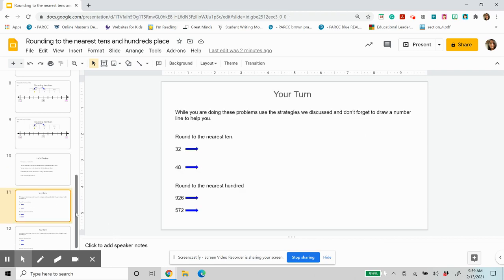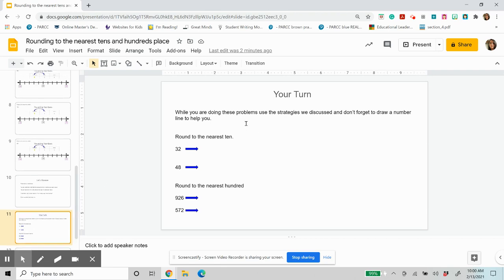Okay, so we're going to try some now. It's your turn. So I want you to think about the strategies we talked about. On a piece of paper, while you're doing these problems, use the strategies we discussed and don't forget to draw the number line to help you.